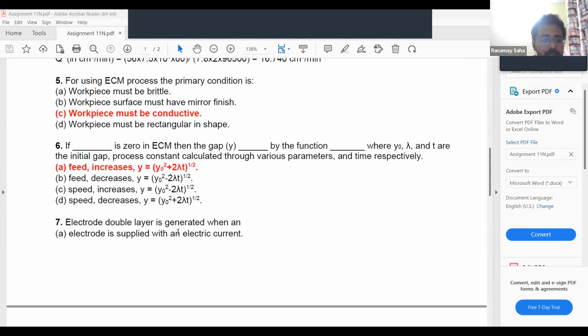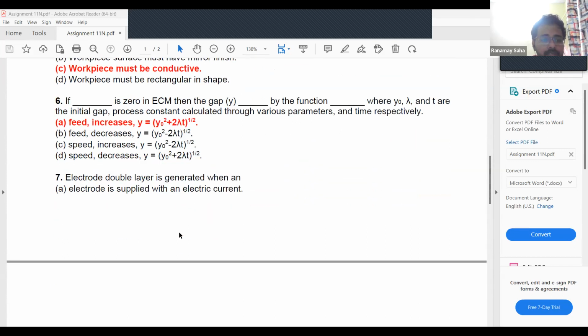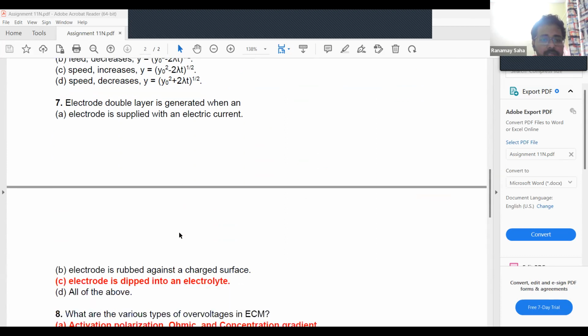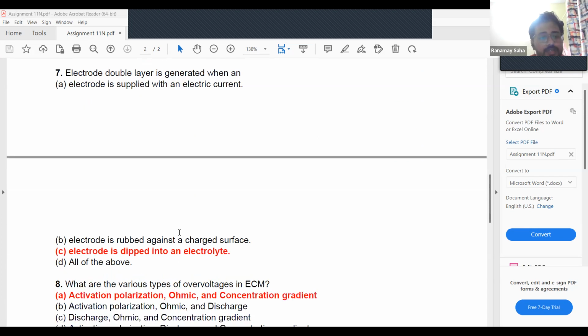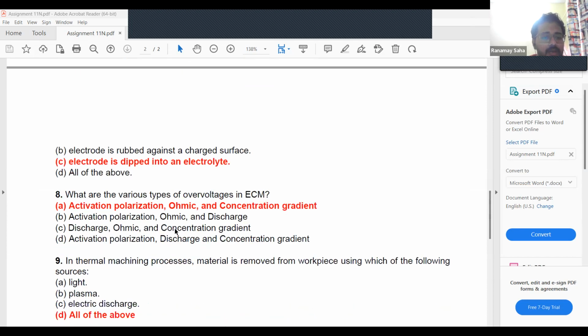Given that the electrode double layer is generated when an electrode is dipped in an electrolyte solution, okay? At the interface of both, we find the electrode double layer being generated. So option C is the correct one for question number 7. Okay, I hope that is clear.